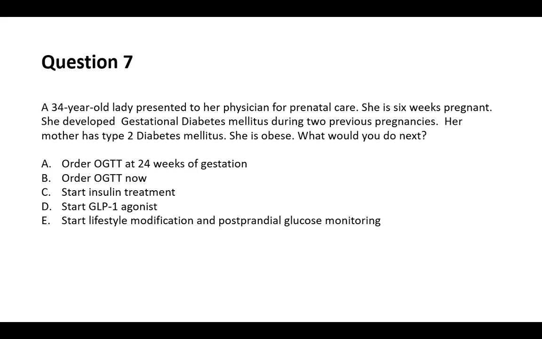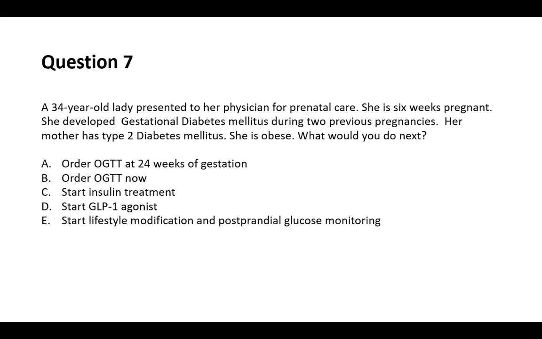So she's at risk. When do we usually order GTT for pregnant ladies? Let's say just a random lady who has never had any gestational diabetes. She has no family history of diabetes, nothing. 24 to 28, right? So usually 28, but some people do 24, 26, 25, you know, that range.